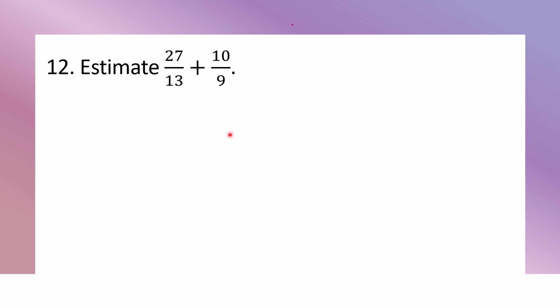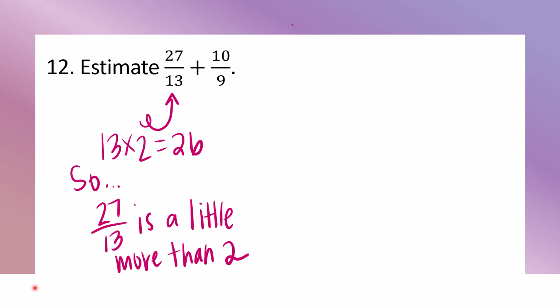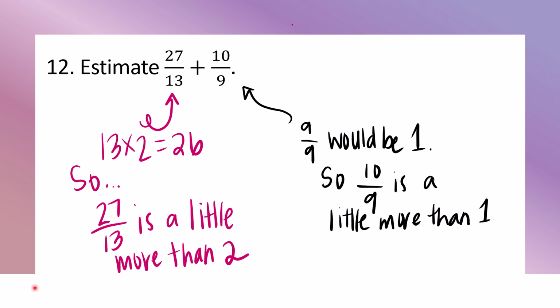All right, and then here's our last problem. We're going to estimate 27/13 plus 10/9. All right, so we know that 13 times 2 is 26, so the numerator is almost double the denominator. It's actually a little more than double the denominator, so we know that that's a little bit more than 2. So 27/13 is a little more than 2. And then for this fraction on the right, 10/9, 9/9 would be 1, so that's just a little more than 1. So if you have a little more than 2 plus a little more than 1, you're going to have a little more than 3. So it's about 3. We know it's a little bit higher.